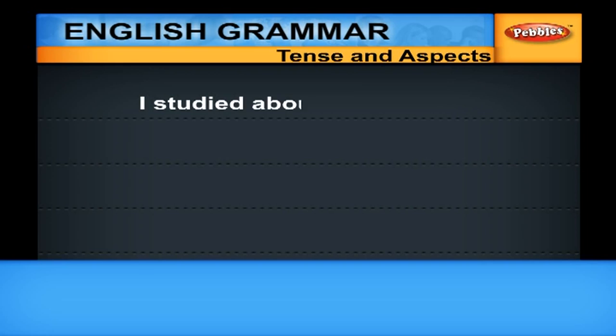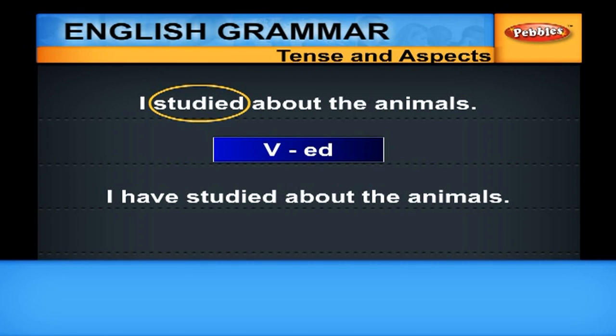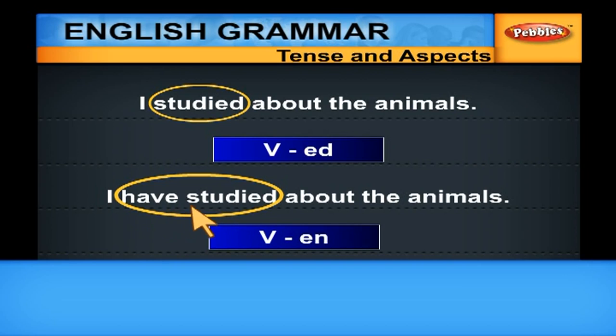I studied about the animals. VED form. I have studied about the animals. VEN form. So, VEN will have or has as the helping verb.